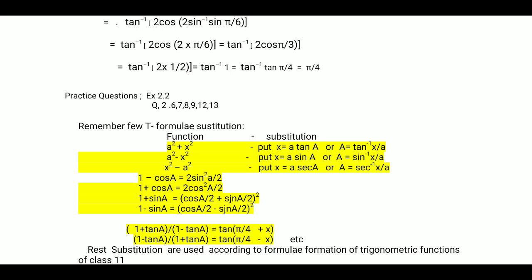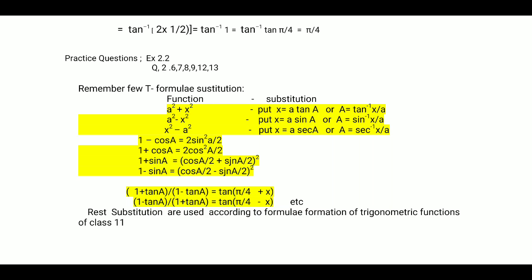1 plus tan a upon 1 minus tan a is written as tan pi by 4 plus x. 1 minus tan a upon 1 plus tan a is written as tan pi by 4 minus x, etc. And the rest of the substitutions may be used according to the formation of the trigonometric function.